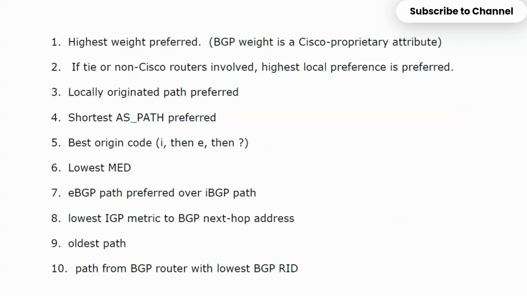The 7th step is an eBGP path will be preferred over an iBGP path, then the lowest IGP metric to the BGP next hop address. As you can see, we're getting a little desperate here. I shouldn't say desperate as much as really, really detailed, because you're not going to see that many situations where the tie is all the way in the 8th or 9th or 10th step. But the 9th step is the oldest path, and the 10th step is the path from the BGP router with the lowest BGP router ID. So finally, we find a purpose for the BGP router ID.